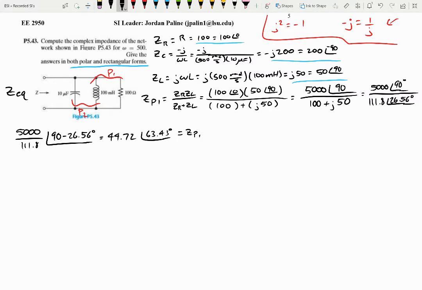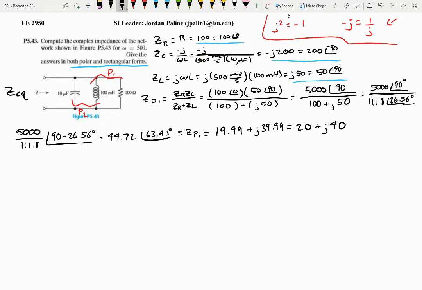Now if we want to break this up into component form, we do 44.72 times cosine of that angle, which gives us 19.99, and the sine part gives us plus j39.99. If you guys can keep a secret, we're just going to round these to 20 and 40.